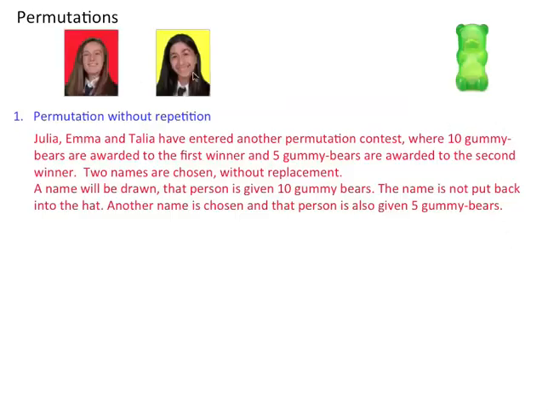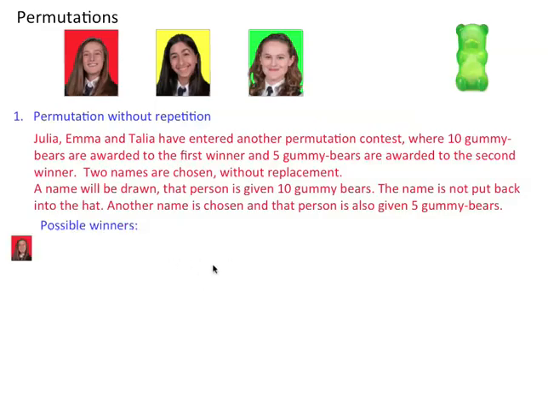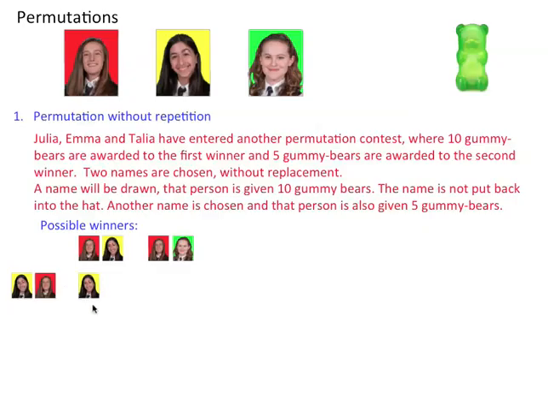All right, so Emma, Talia, and Julia. Okay, so possible winners. All right, could you get Emma and Emma? No. Okay, so that can't happen. Emma and Talia. Emma could win first prize, Talia gets second prize. Okay, yeah, that can happen. Emma, then Julia. Sure, that can happen. What about Talia, then Emma? Sure. Okay. What about Talia and Talia? No, because the name isn't put back, so we'll take that out. What about Talia, then Julia? Sure. How about Julia, then Emma?